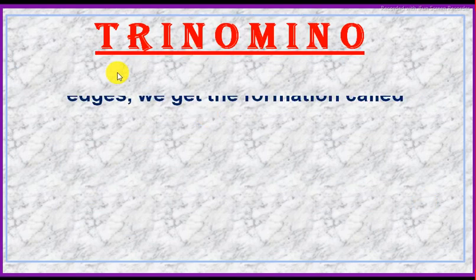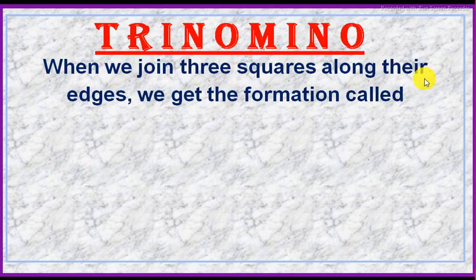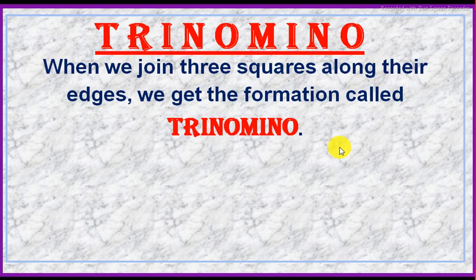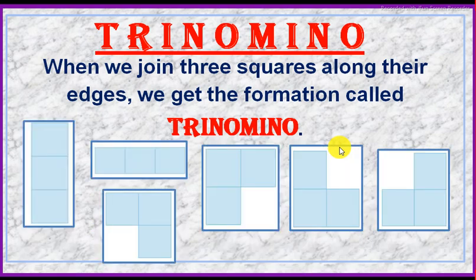Let's see what a trinomino is. The word tri says it has three squares. Yes. When you join three squares along their edges, we get the formation called a trinomino. And here are the examples of trinomino.